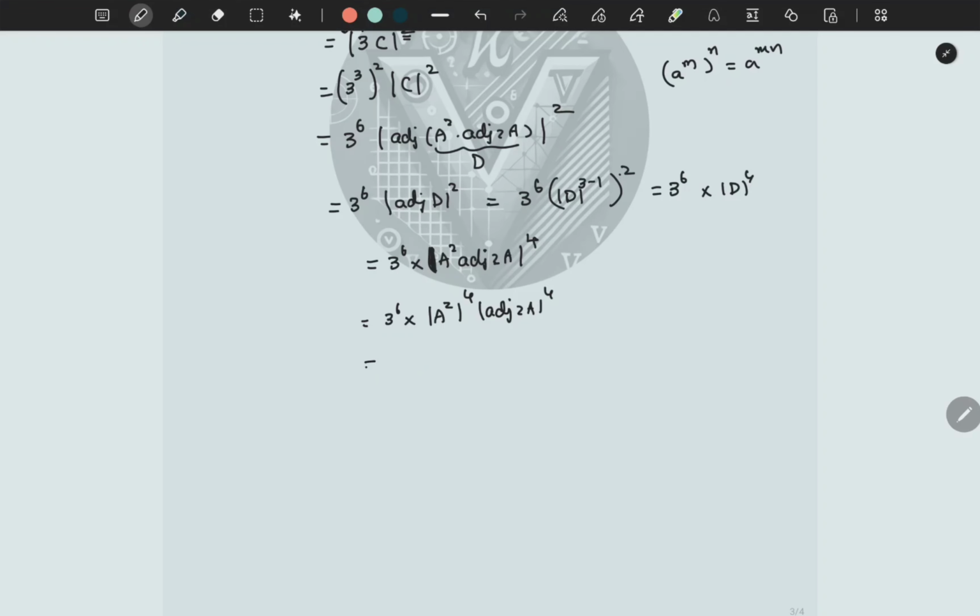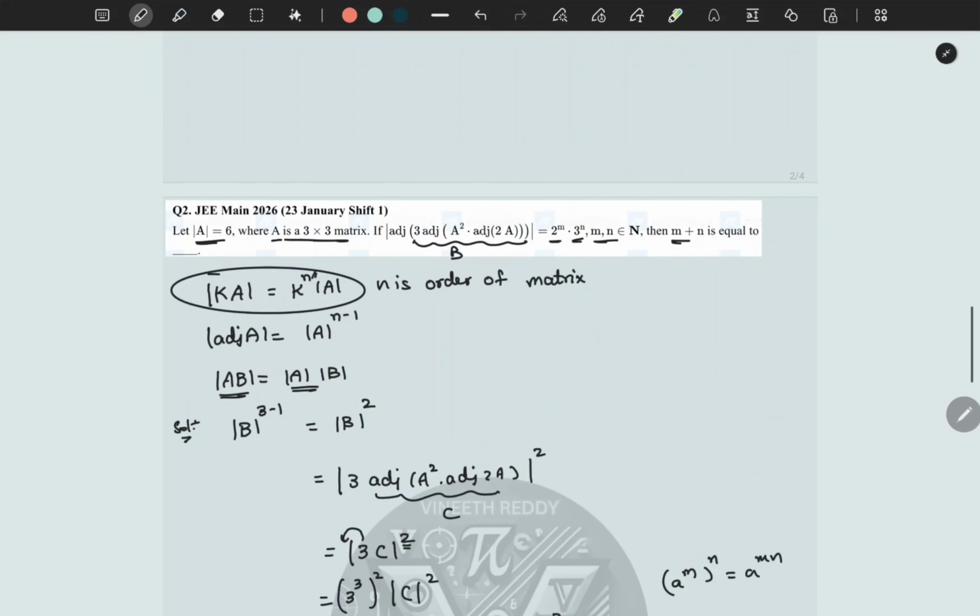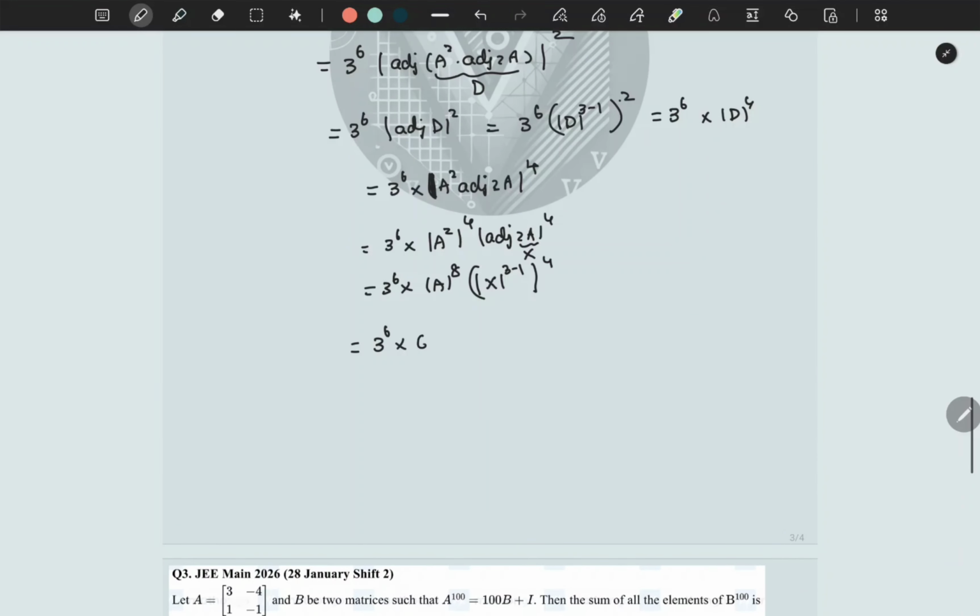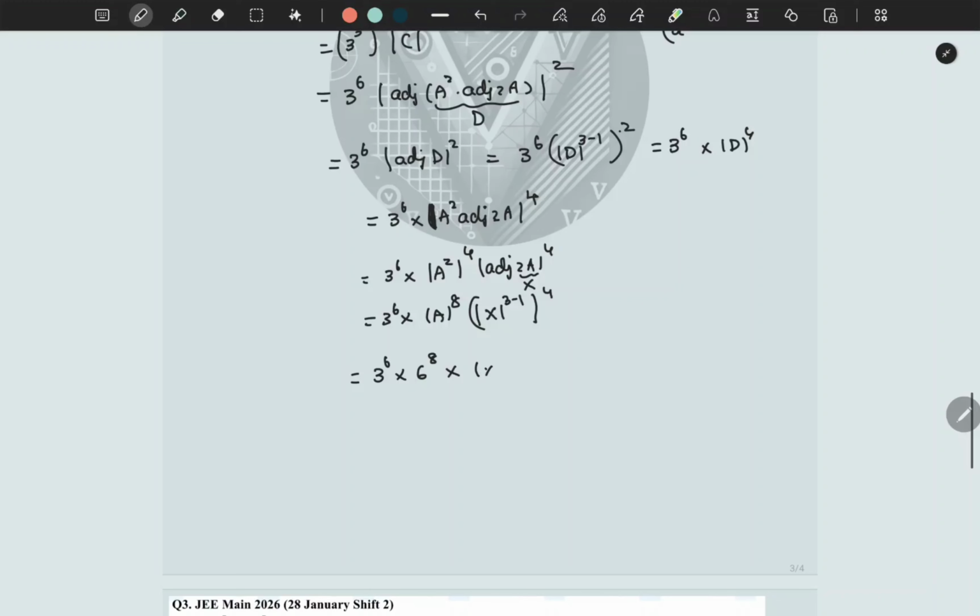So this can be written as 3 to the power 6 into determinant of A whole power 8. Again, determinant of adjoint 2A, let me say this is X. So determinant of adjoint X will be determinant of X whole power n minus 1 whole power 4. So we can write this as 3 power 6, and determinant of A is 6 as per the question. So here we can write 6 power 8 into determinant of X whole square whole power 4, which will be determinant of X whole power 8. And what is X here? X is nothing but 2A. Again, determinant of kA will be k to the power n, I'm sorry, so it should be 2 to the power 3 whole power 8 into determinant of A whole power 8.